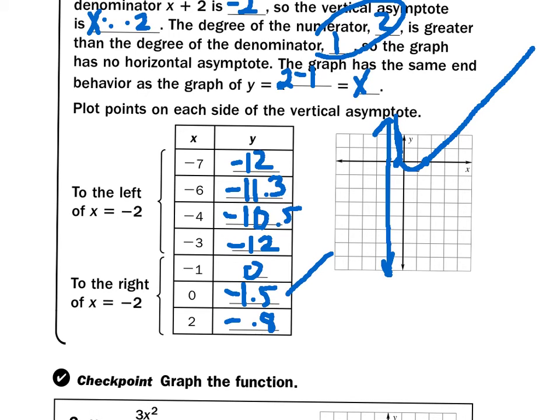Down here, it's going to be at negative 2. So let's see, 2, 4. Negative 4, I'm just graphing this point right here. So negative 4, negative 10.5, so 2, 4, 6, 8, 10, and a little bit more right there. And then negative 3, negative 12. It's going to go right about right there. So we get the graph this way, and then it's going to go this way. Okay, so really strange graph.